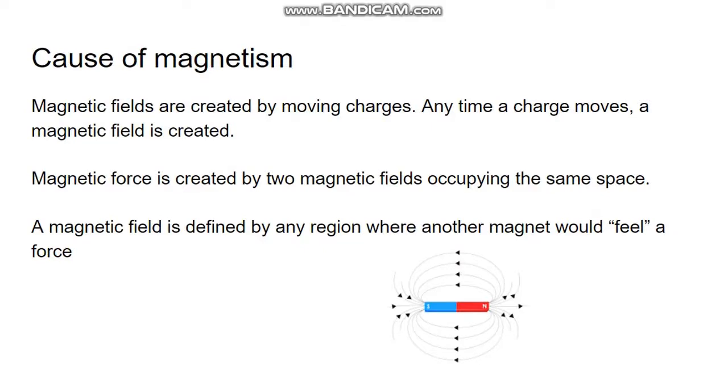So magnetic fields are created by moving charges, and anytime a charge moves, a magnetic field is created. Magnetic force is created by two magnetic fields occupying the same space, and a magnetic field is defined by any region where another magnet would feel a force.